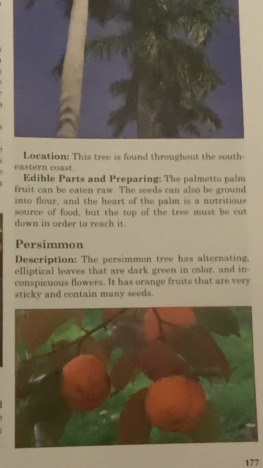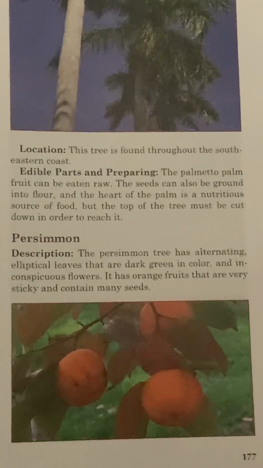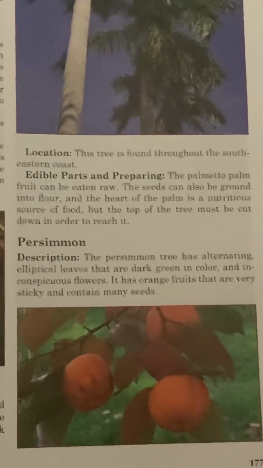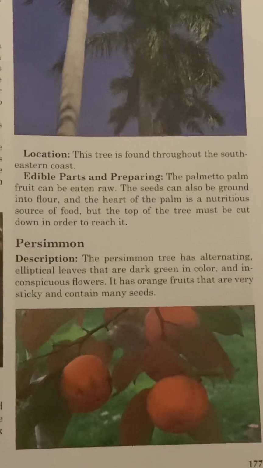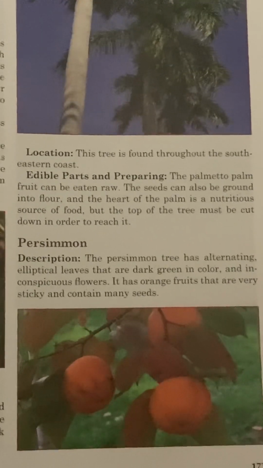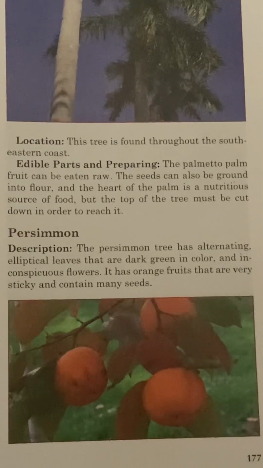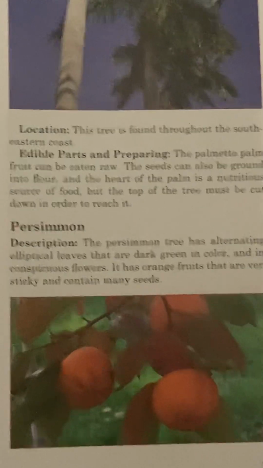Persimmon. Description. The persimmon tree has alternating elliptical leaves that are dark green in color and inconspicuous flowers. It has orange fruits that are very sticky and contain many seeds.